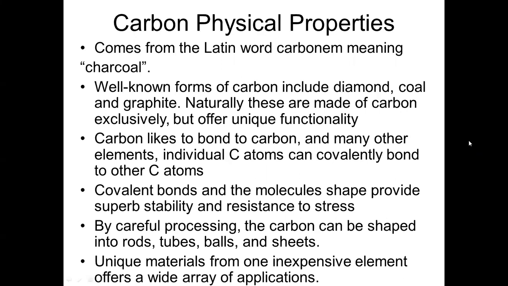So what we know, carbon comes from the Latin word carbonium, meaning charcoal. Well-known forms of carbon include diamond, coal, and graphite. Naturally, these items are made of carbon exclusively, but they offer different functionality depending on how they're arranged. Carbon likes to bond to carbon and many other elements. Individual carbon atoms can covalently bond to other carbon atoms. Covalent bonds and the molecules provide superb stability and resistance to stress.